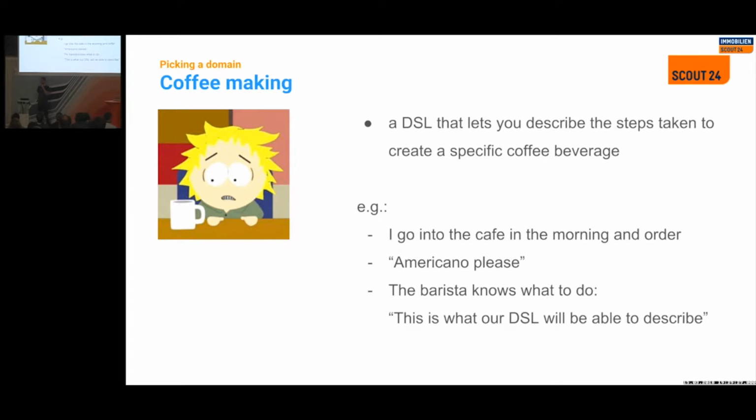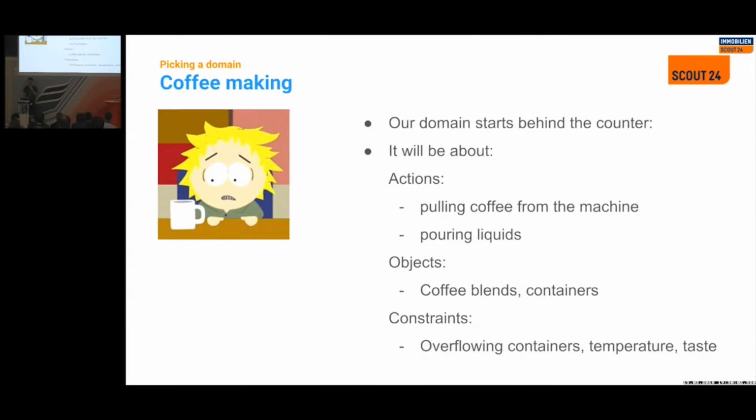And the domain I want to take you into today is probably one you pretty well know, at least from one end, and it will be about coffee making. So we will write a DSL that lets you describe the steps taken to create a specific coffee beverage. For example, I go to the cafe every morning and I order an Americano because that's my favorite drink, and the barista just knows what to do, does all the steps to create this Americano, which is quite complex, as we will learn. So our domain will start behind the counter, where the barista is doing her magic to create my Americano.